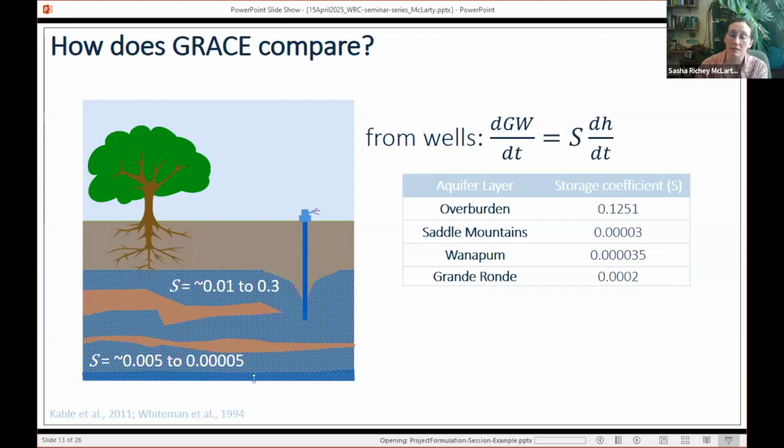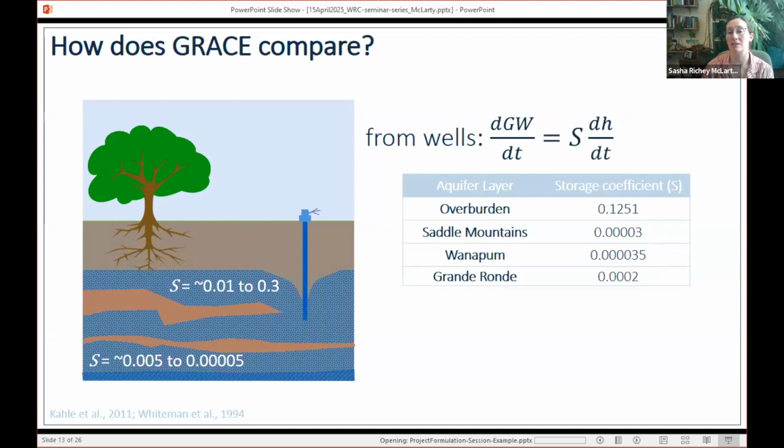So in the Columbia Plateau system, there are 4 primary layers. There's a layer of unconsolidated sediments in the overburden, and then these 3 primary basalt layers from the Columbia River Basalt Group. These storage coefficients we took from the literature. And so right away, you're going to see that there's a difference in the amount of storage change in these 3 confined layers, even if you have the exact same change in your water level in your well.